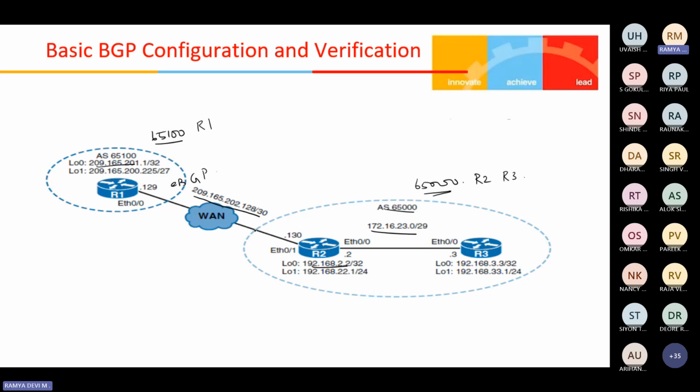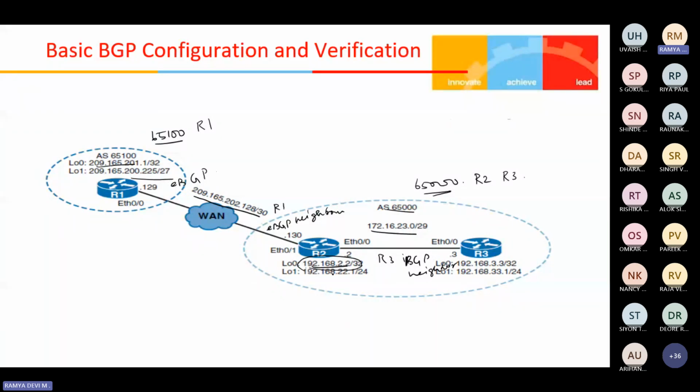So R1 will be using eBGP. R1 will be an eBGP neighbor, and R3 will be an iBGP neighbor. Based upon the subnet mask, the neighboring will be allocated. Fine. So it peers with R2 using this IP address. Fine. So how will R2 advertise? It will advertise with the help of this IP address.